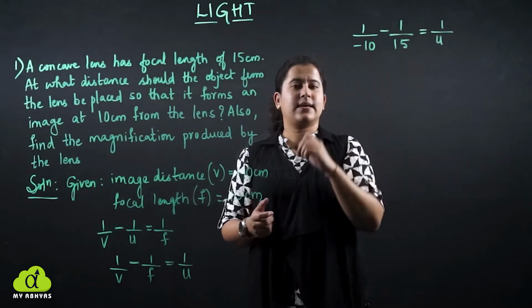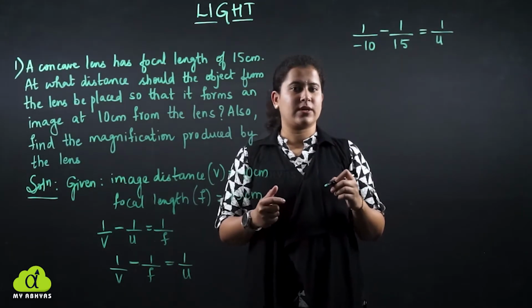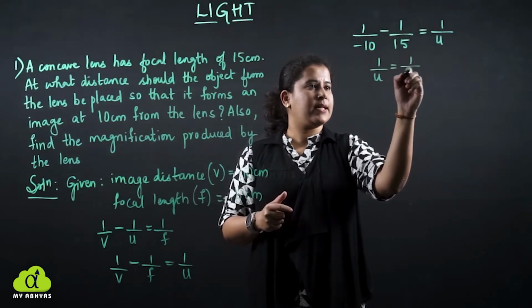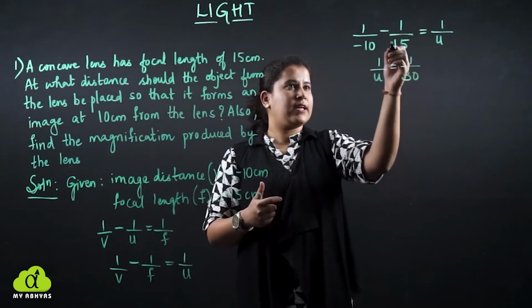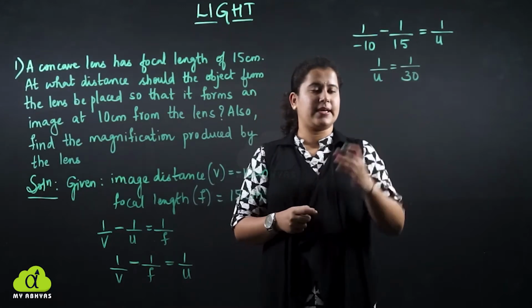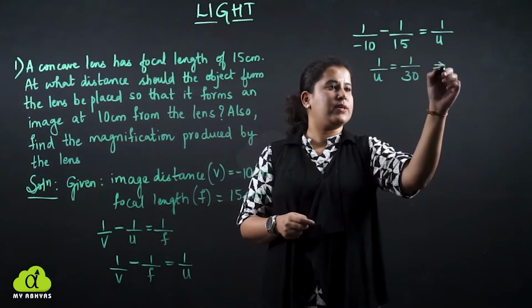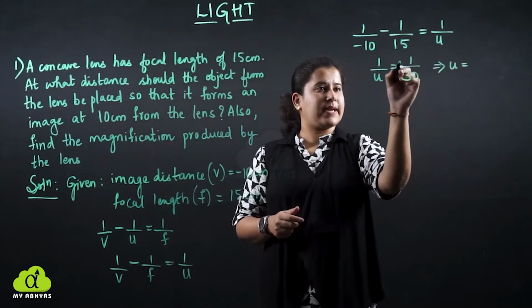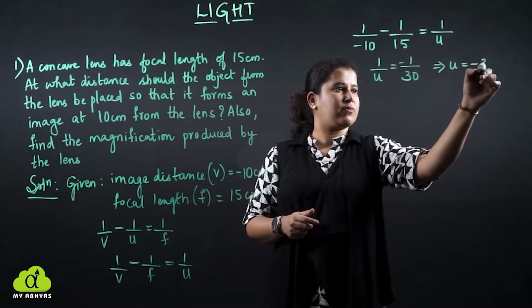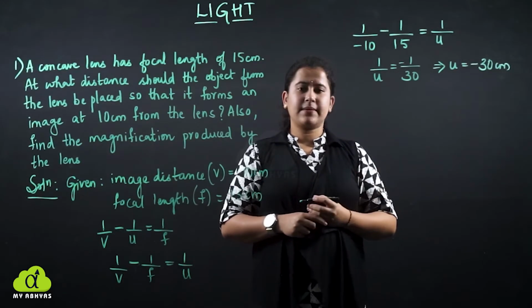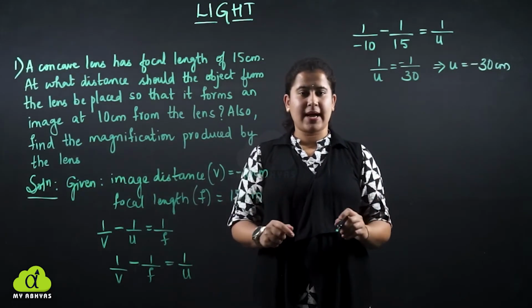So this I can write in the form of what? If I take the LCM, I'll get 1 by u is equal to minus 1 by 30, so u is equal to minus 30 centimeters. Clear? So after getting minus 30 centimeter, I have to find out the magnification.